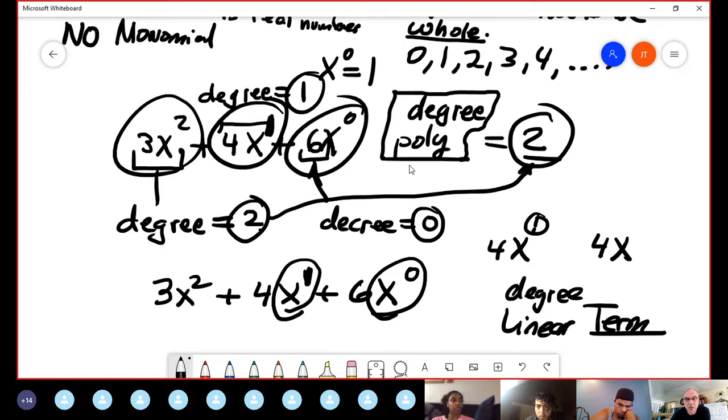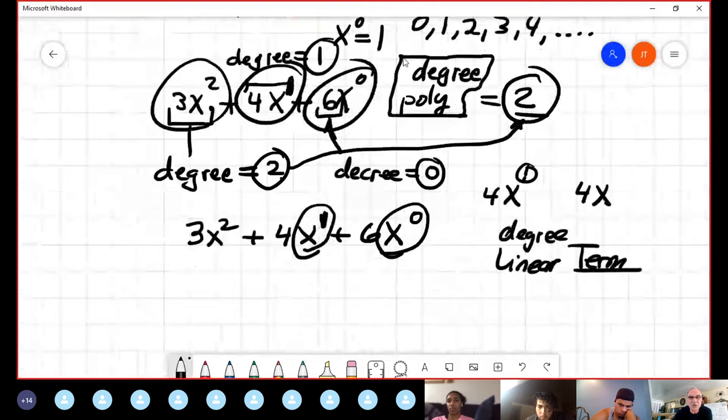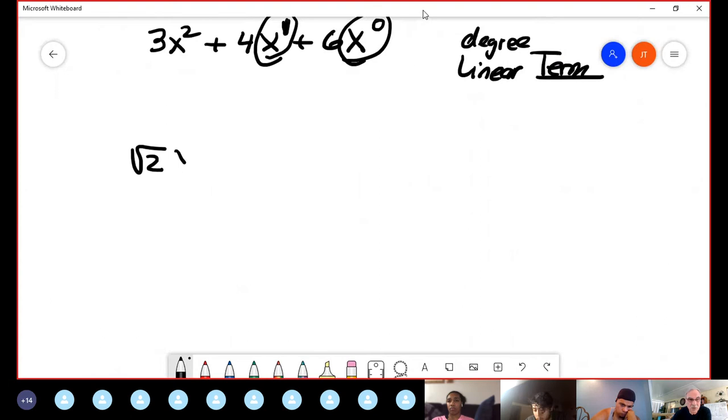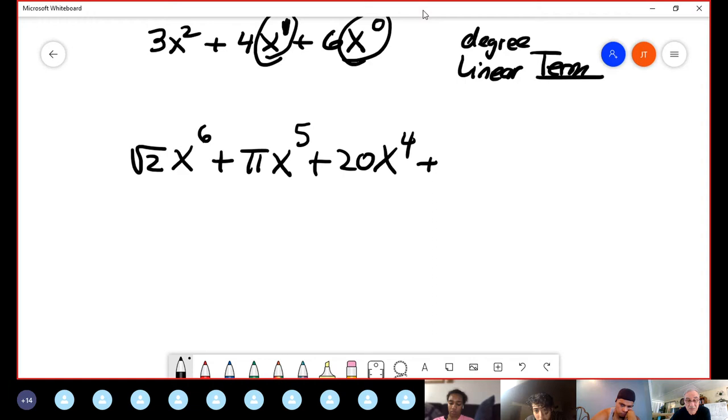Okay, repetition again, another example. This is super straightforward. Suppose this: radical 2 x to the 6th power plus pi x to the 5th power plus 20 x to the 4th power plus, not necessarily as a sequence, 40x plus 2000. What is the degree of each monomial?